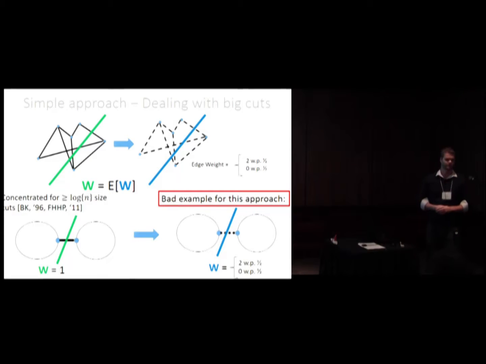So where can this go wrong? Small cuts, essentially, right? We just showed that big cuts are fine. Suppose we just have one edge crossing two components. The weight of that cut is going to be 1. We flip a coin on that edge, it's going to be 2 or 0. And obviously, this is not a good approximation of what the value of that cut should be.